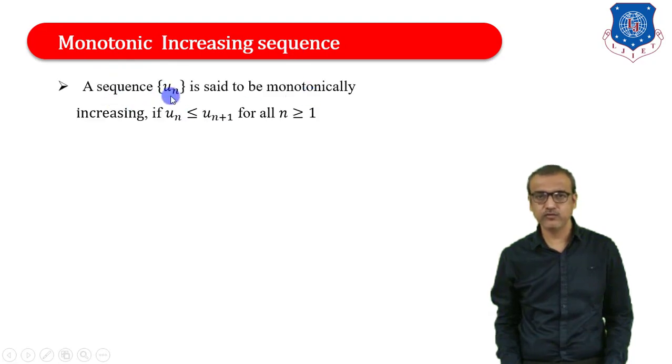A sequence Un is said to be monotonically increasing if Un is less than or equal to Un plus 1 for all n greater than or equal to 1. It means if you take the value of n equals to 1, you will get U1 is less than U2, and so on.